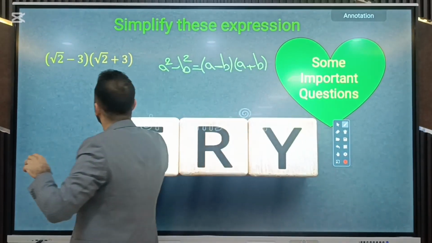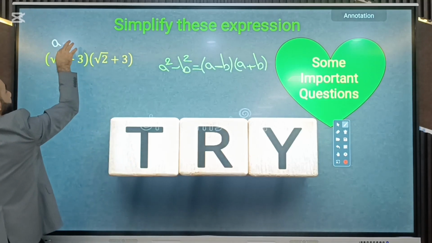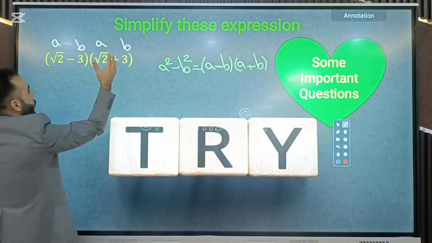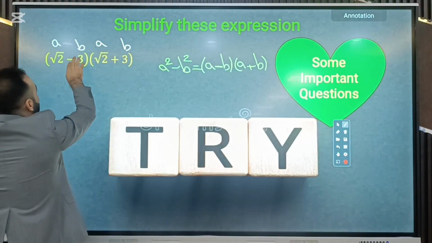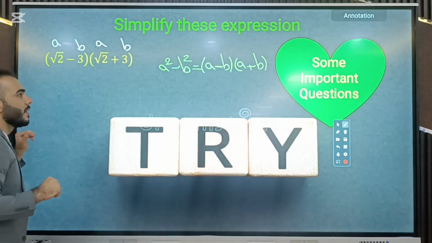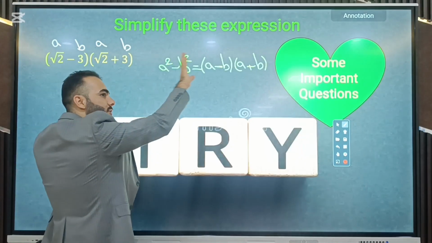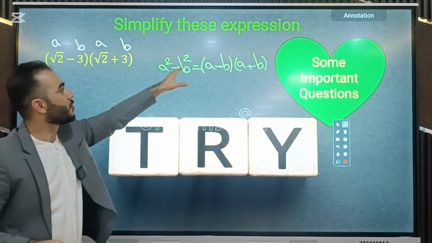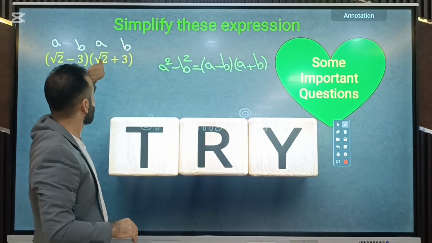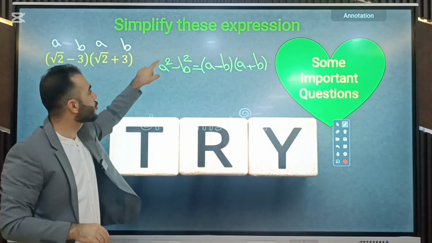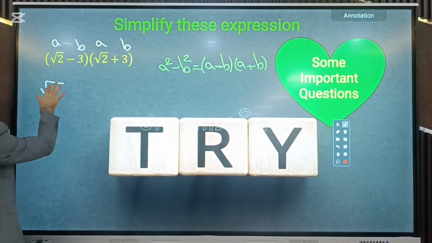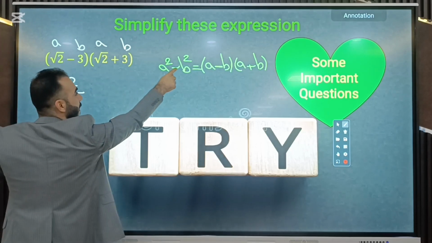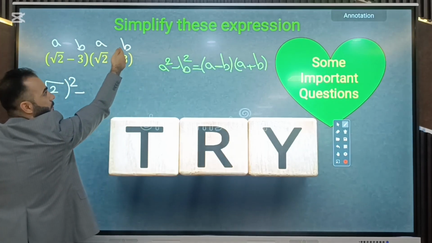So imagine square root of 2 is our a and 3 is our b. We have two parentheses, one with minus, the other with plus. We have the right side and we are responsible for getting the left side. How are we going to do it? Since square root of 2 is a, we get a square: square root of 2 squared, minus, between them there is minus, b square.